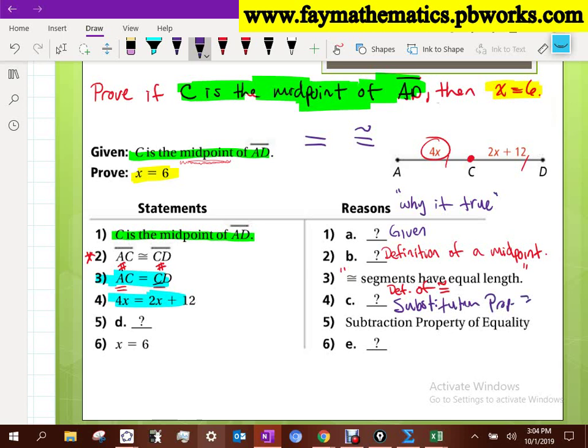Now, the next statement is hidden for us. The next statement we've got to figure out. But look at the reason they gave you. The reason says they used the subtraction property of equality, which means they removed something from both sides, right? If you're looking at step 4, what would you remove from both sides? Most people would take that 2x away, right? So if I remove that from both sides, I'd be left with 2x equals 12. So that's the subtraction property of equality.